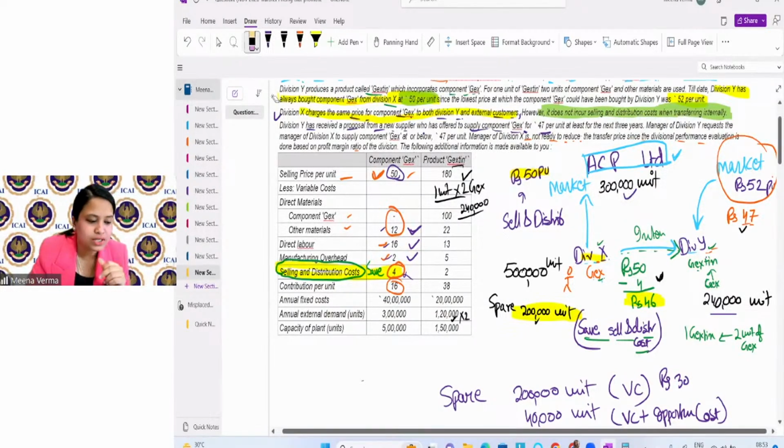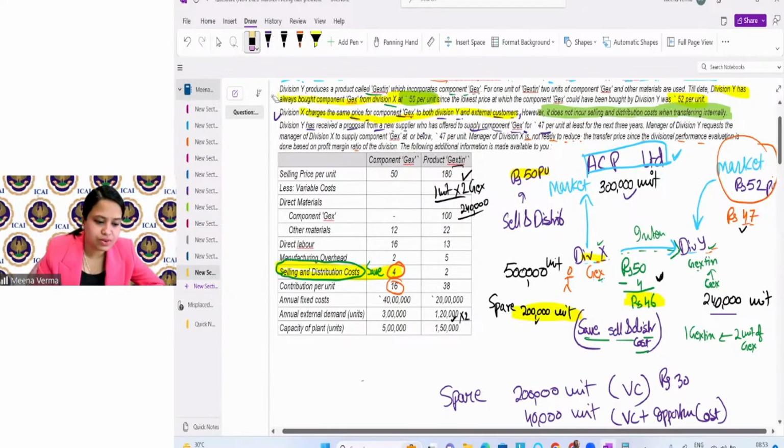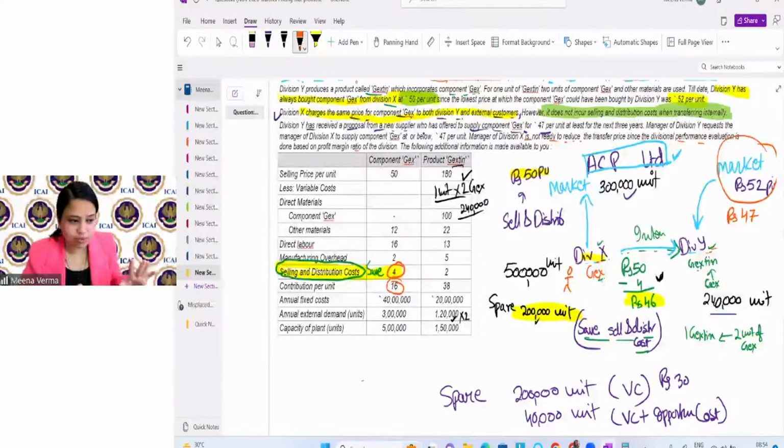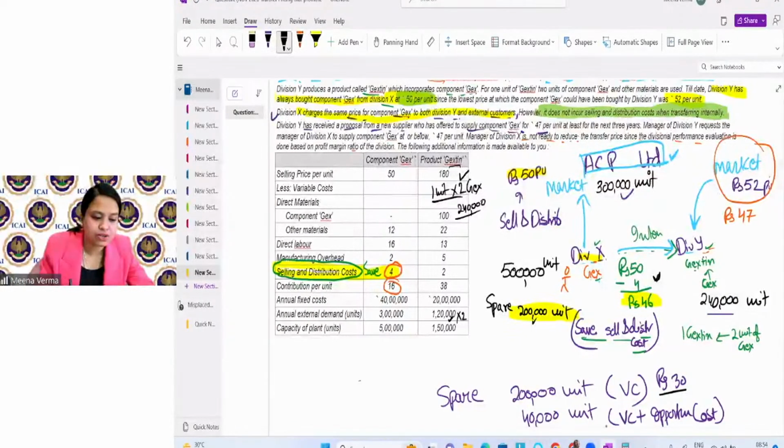So the point is that for 2 lakh units, it is enough to recover the variable cost. That's it. No need to buy it at 47. That will be very expensive for the company overall. It will not satisfy goal congruence. Overall, this decision will not be good for the company. So for 2 lakh units, because the company has spare capacity, transfer at variable cost, and the remaining 40,000 units, transfer at variable cost plus opportunity cost.